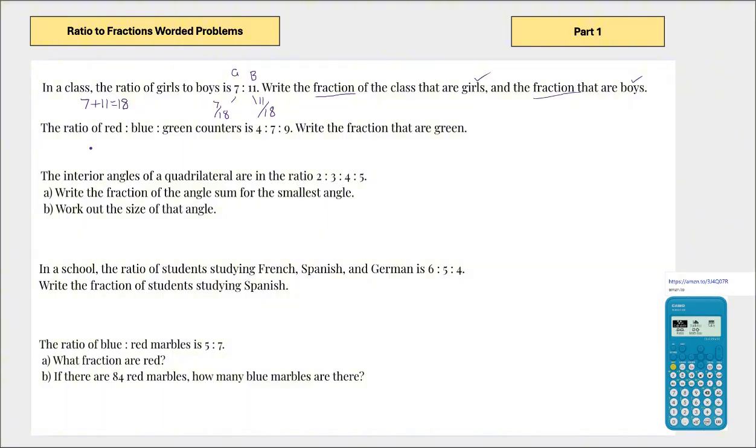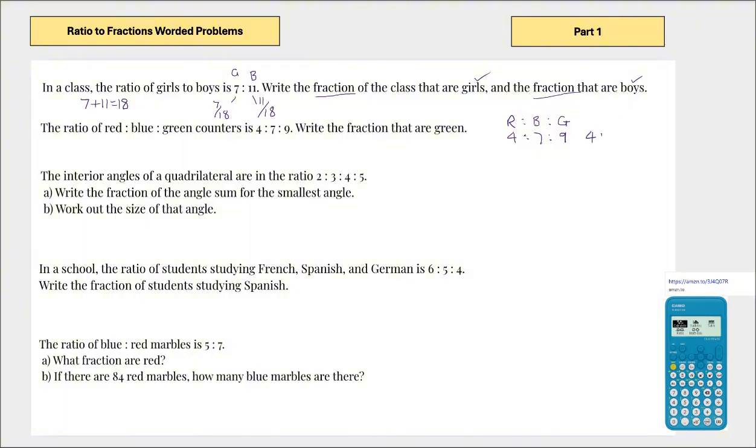The next one, the ratio of red, blue to green counters is 4, 7, 9. Write the fraction that are green. So we've got to find out our green counters. We have red, we have blue, we have green, and it's written in order. So that's going to be 4 to 7 to 9.